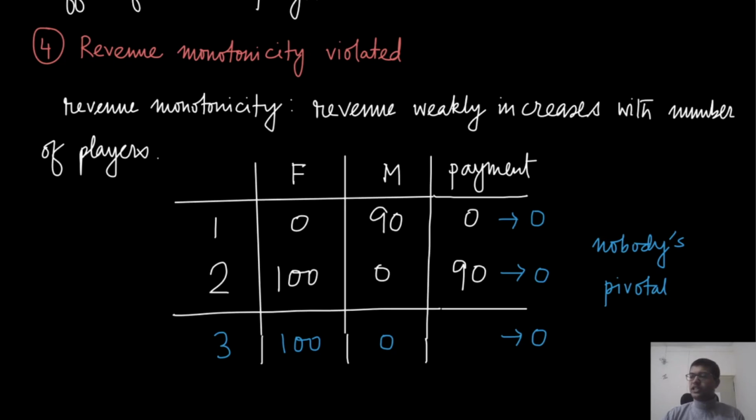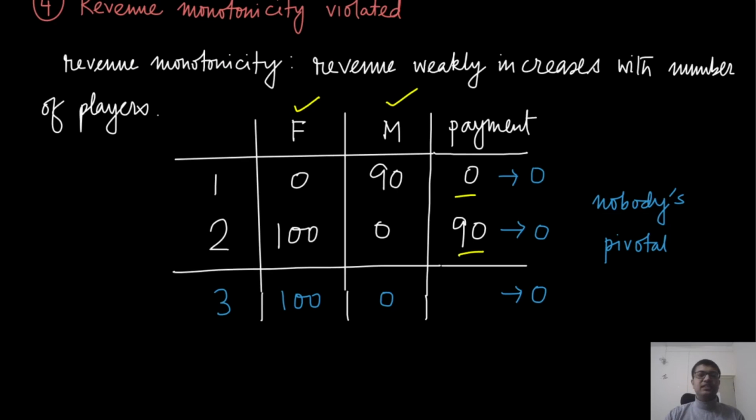So again, let's assume that there are two alternatives, two public projects, let's say football and museum. And there are initially only two players, 1 and 2, and their valuations are as shown in this table. You can compute the VCG payment. It is going to be 0 for player 1 and 90 for player 2. Now let us assume that a third player makes an entry and he has a valuation of 100 for the public project F and 0 for the other.